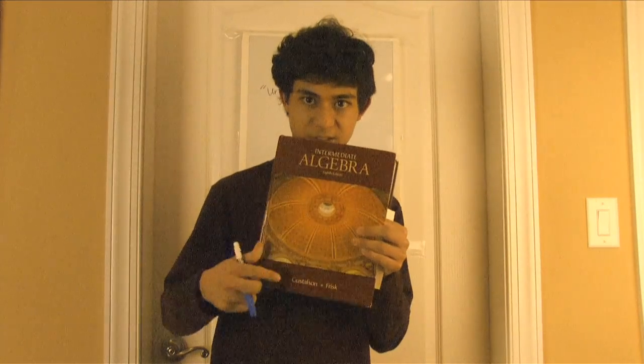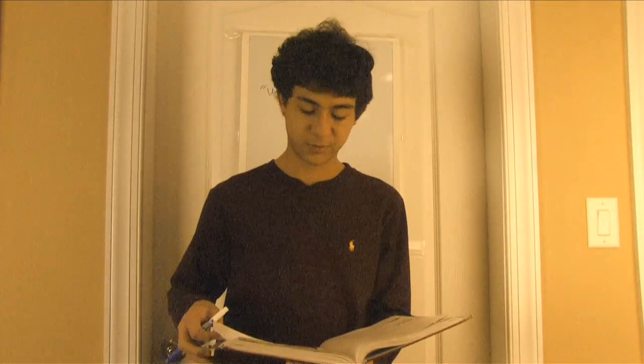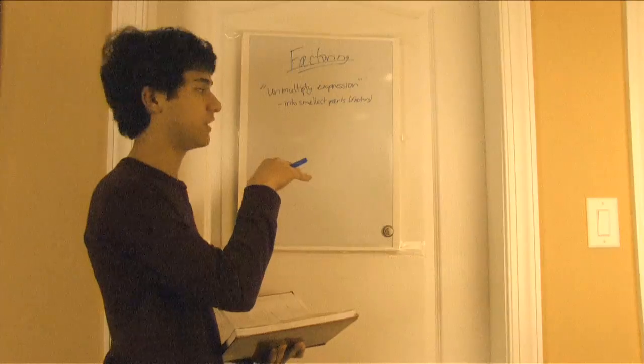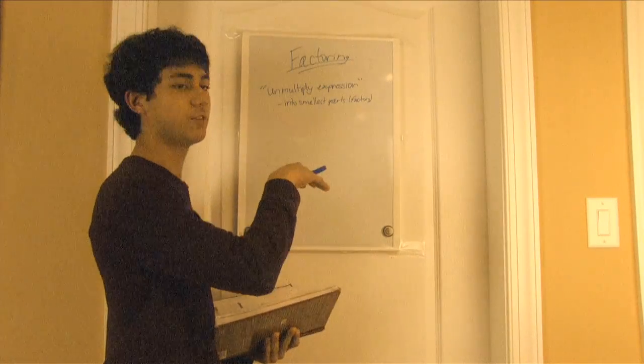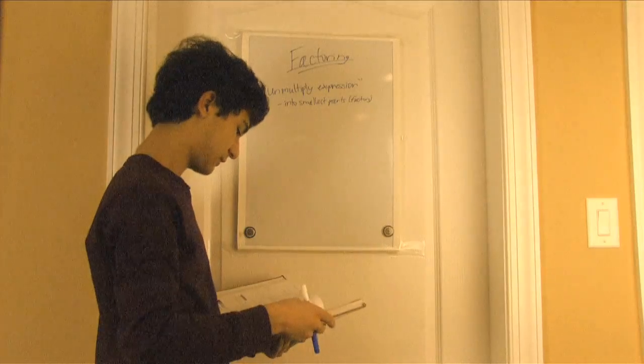I decided to do chapters 5.4 and 5.5 of the math book. See this one? Basically it just covers factoring and stuff, but 5.5 is mostly on cubes and squares. When you factor an expression, you break it down into the smallest parts, which are the factors. You're pretty much unmultiplying it.